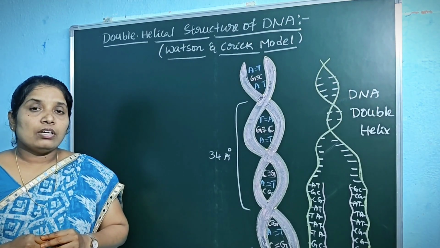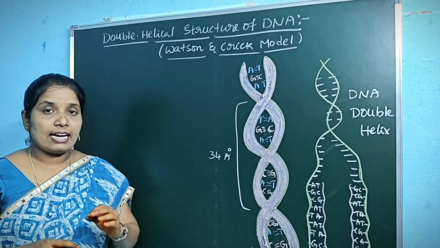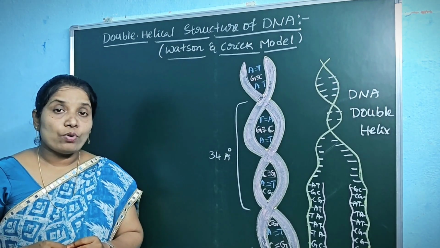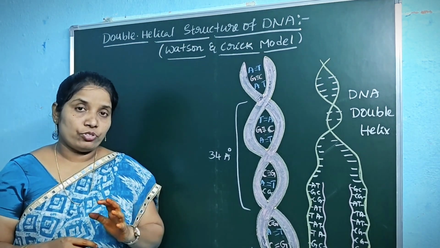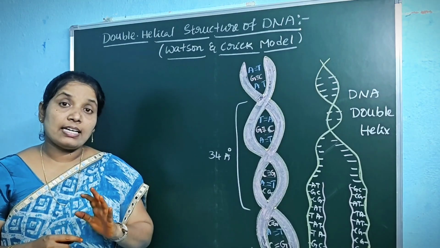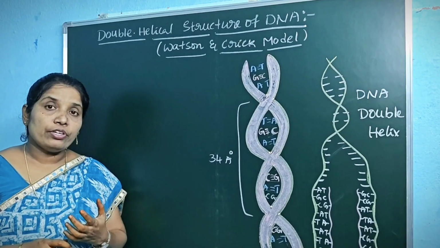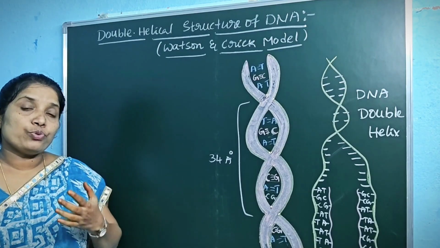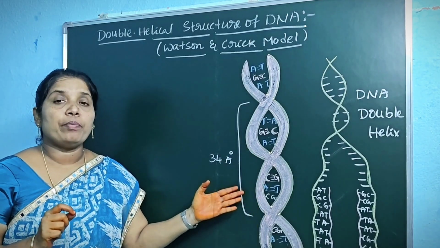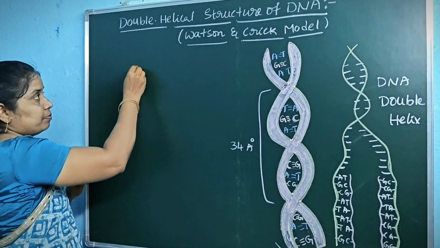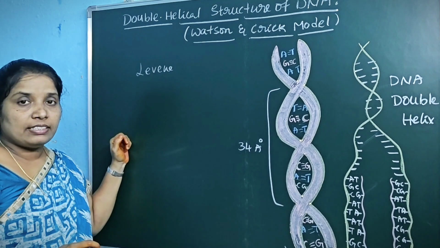So DNA is a polynucleotide chain. It consists of deoxyribonucleotides. Why? Because DNA consists of deoxyribose sugar. That's why the nucleotides are deoxyribonucleotides. Deoxyribonucleotides and their ability to form a polynucleotide chain was first observed by the scientist Levene in the year 1931.